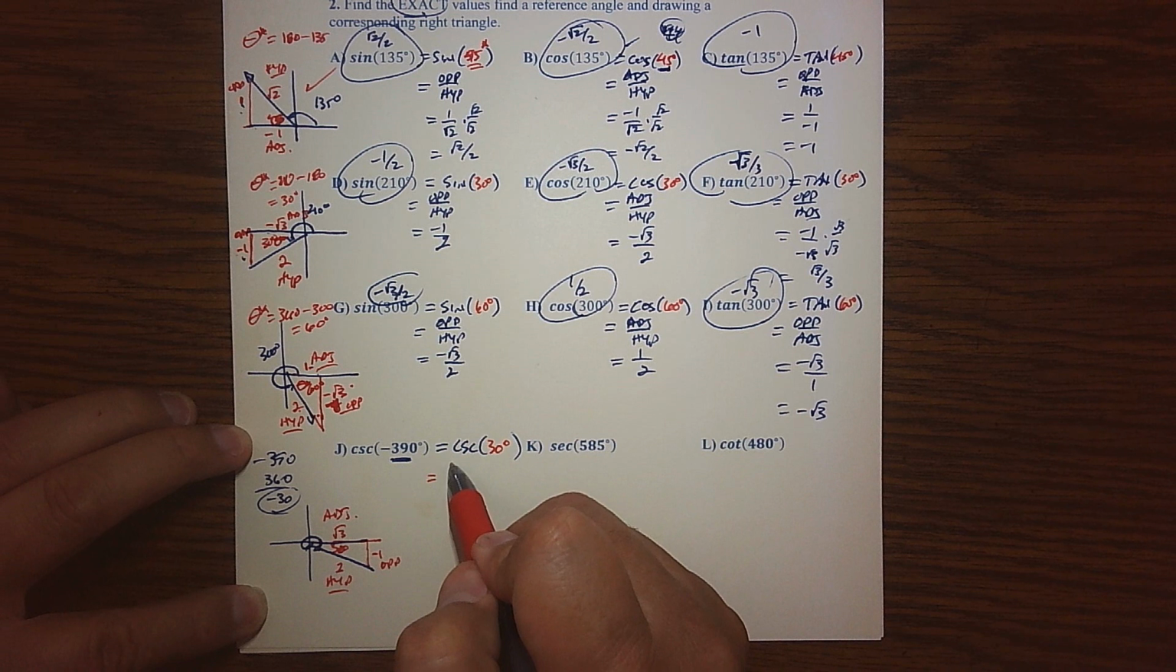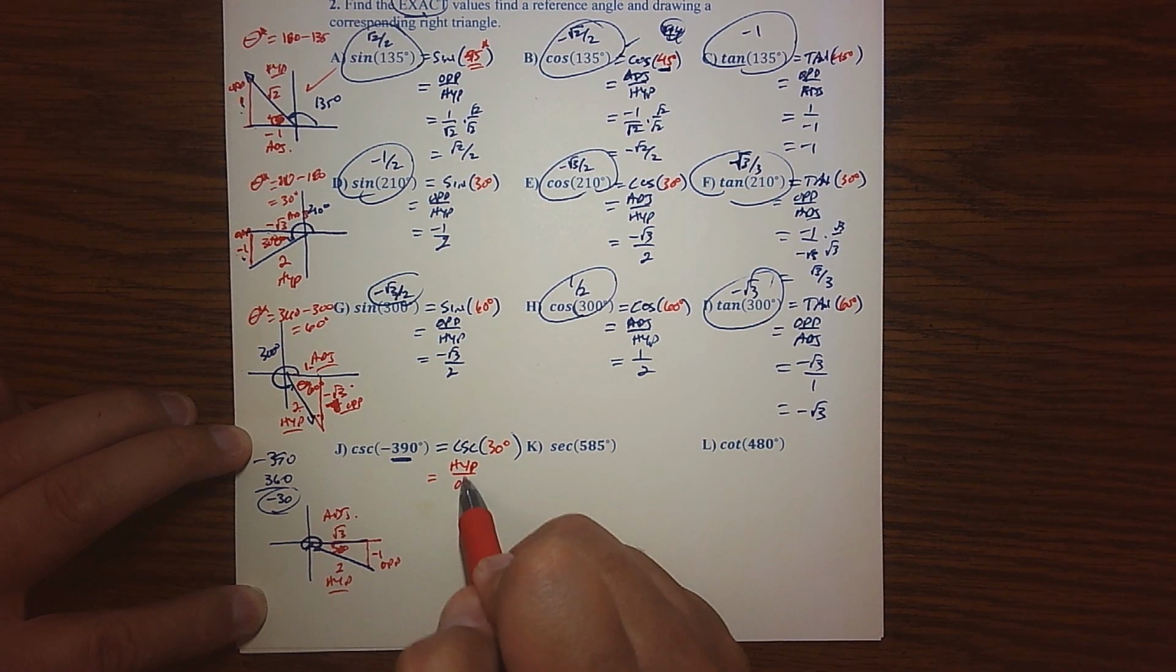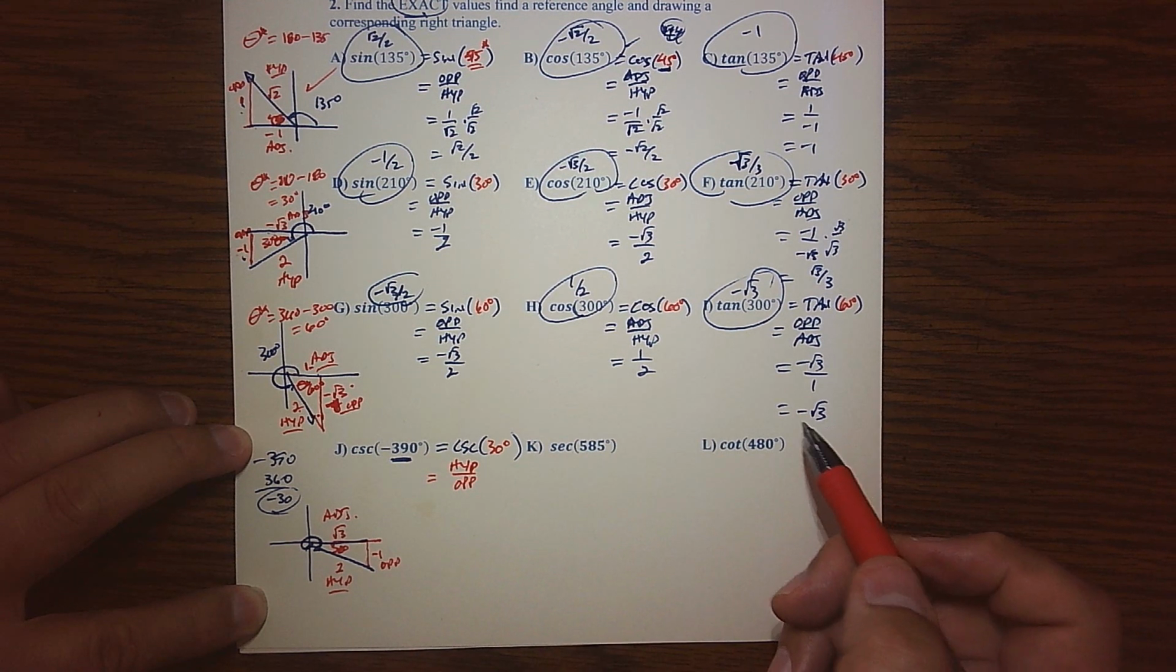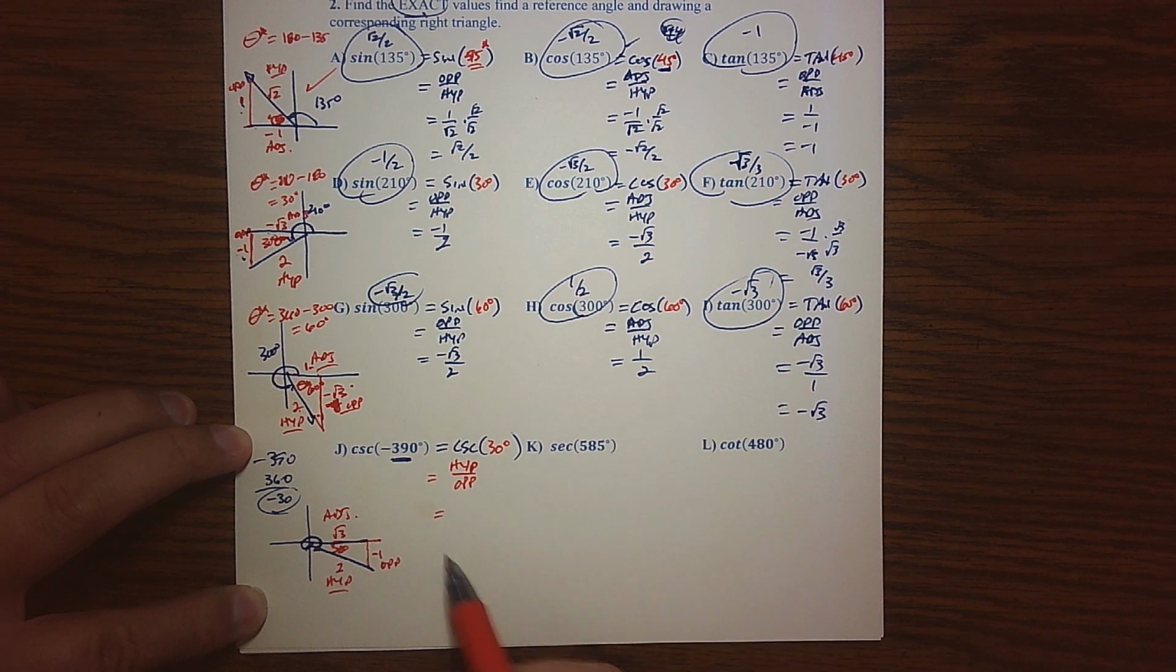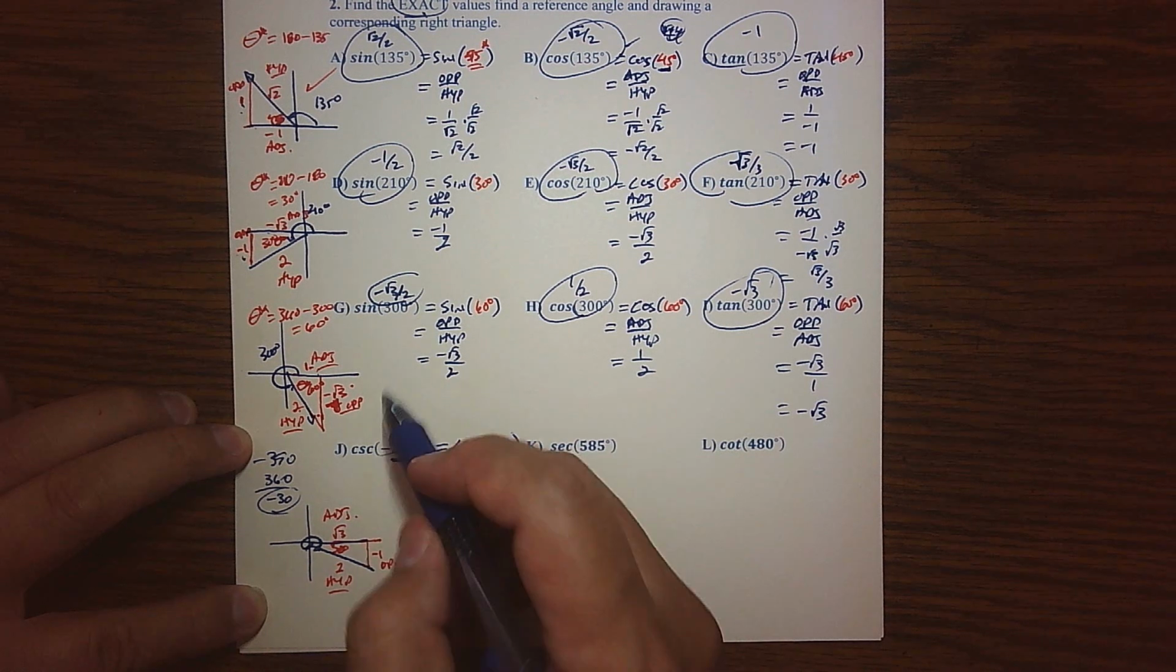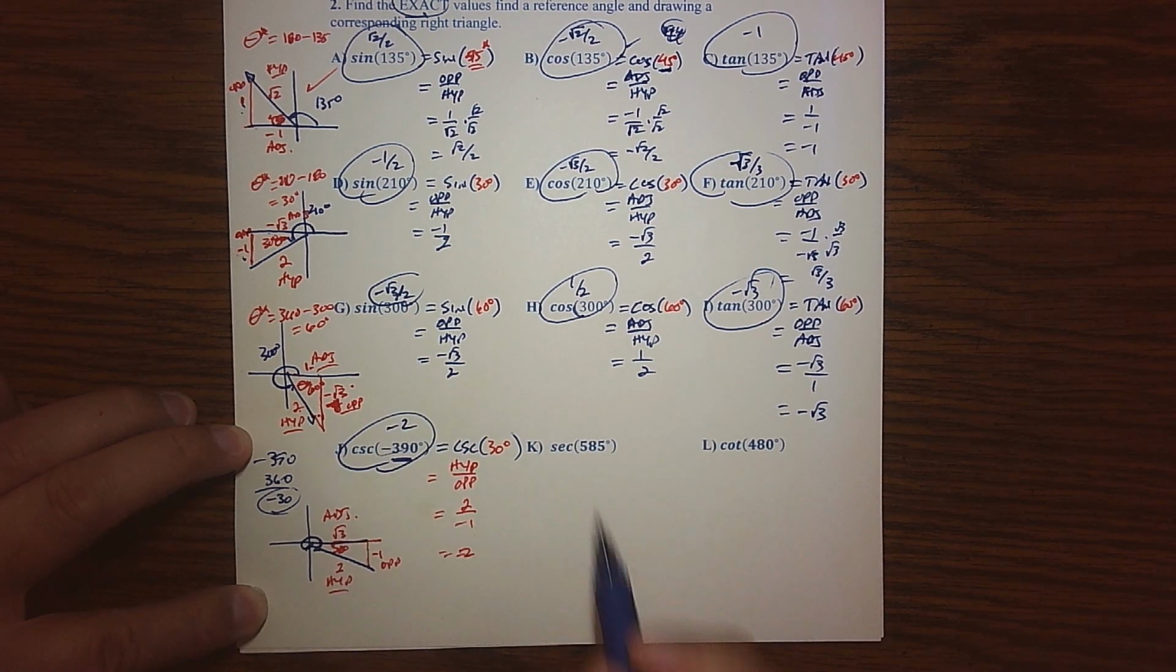Cosecant, by definition, is my hypotenuse, right, over my opposite. All right, it's the reciprocal of sine. In this picture, my hypotenuse is 2, right, and my opposite is negative 1. So it looks like we get a value of negative 2. So what is the cosecant of negative 390? It gives us an output of negative 2.